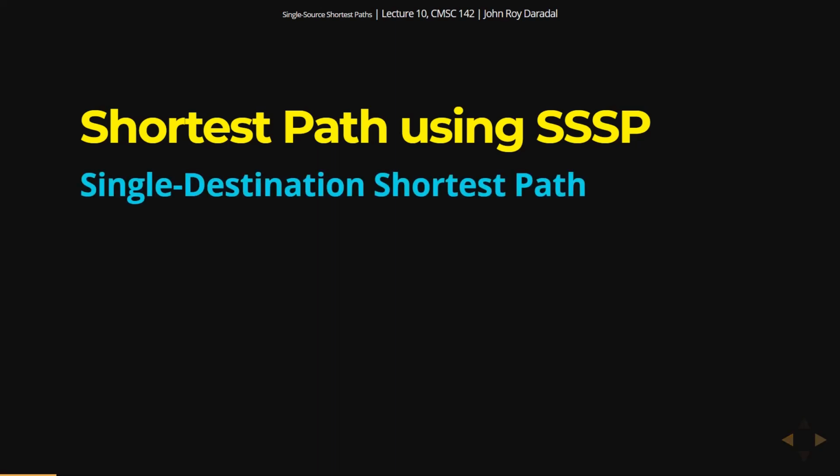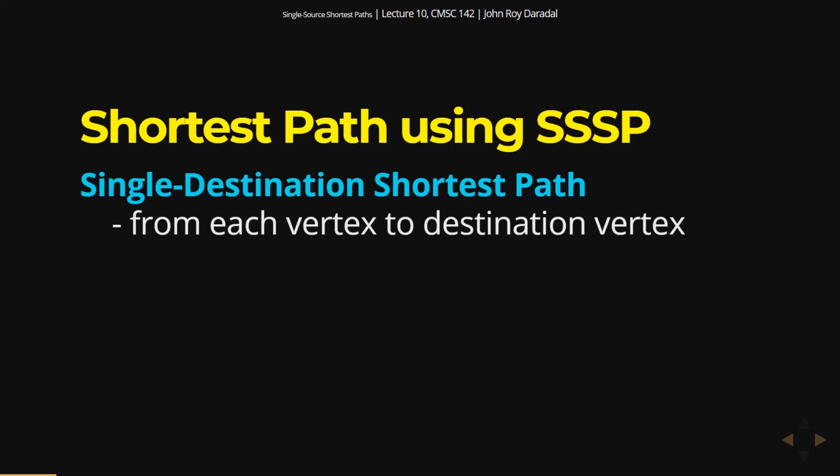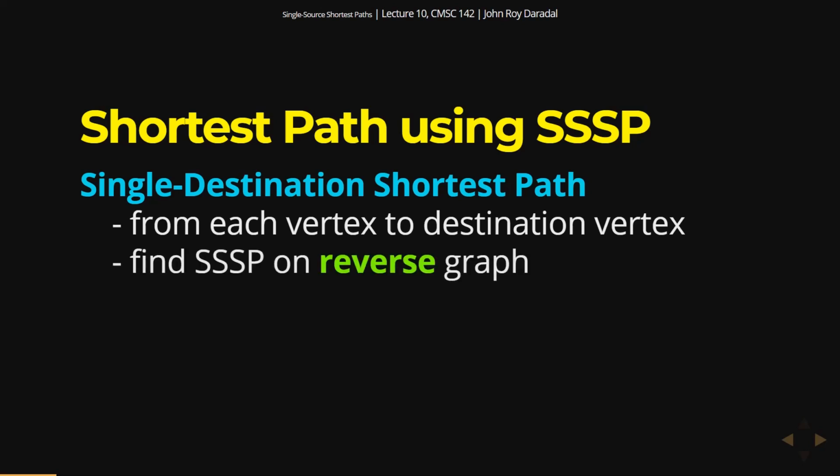So how will we do that? Let's say we were doing a single destination shortest path problem. So we're doing an SDSP, but we only have an SSSP algorithm. Since we're trying to find the shortest path from each vertex to the destination vertex, we will compute the reverse graph. Remember, the reverse graph is just the graph with all the edge directions reversed. So you reverse all directions and then find the SSSP on that.